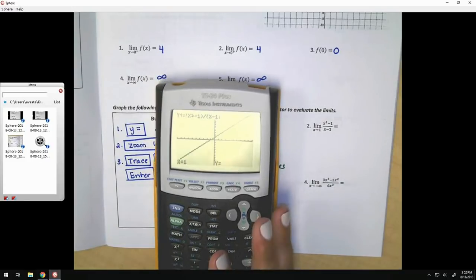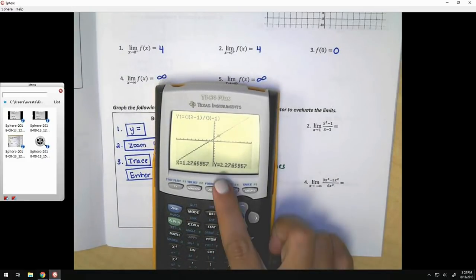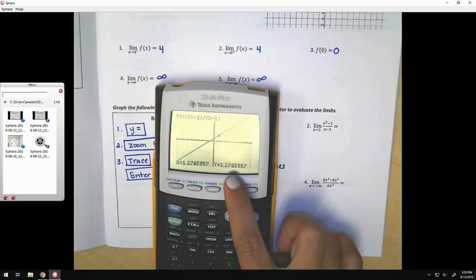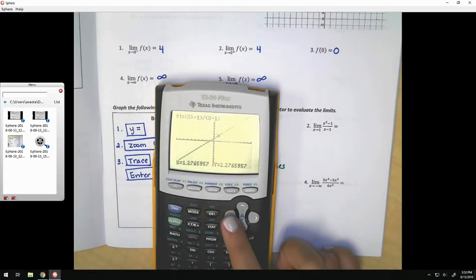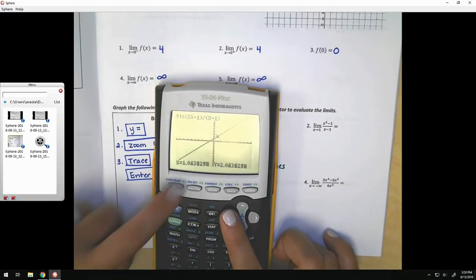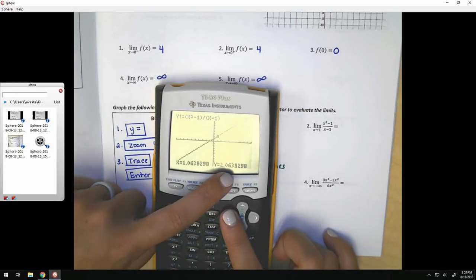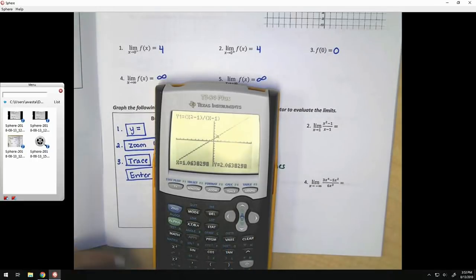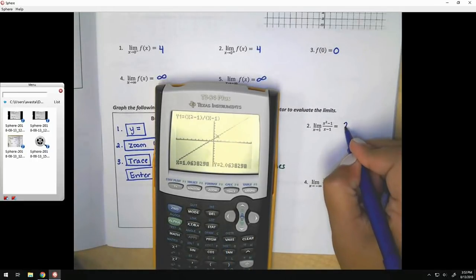So now I'm going to slide to the right. I get 2.276. I'm going to slide to the left. I get 2.06. So it looks like I'm pretty close to the number 2. So when I'm pretty close to the number 1 on x, I'm pretty close to the number 2. So it seems like my y value here is approaching the number 2.